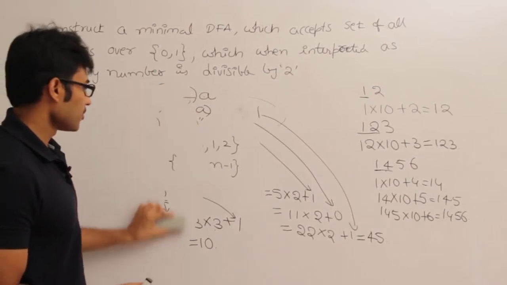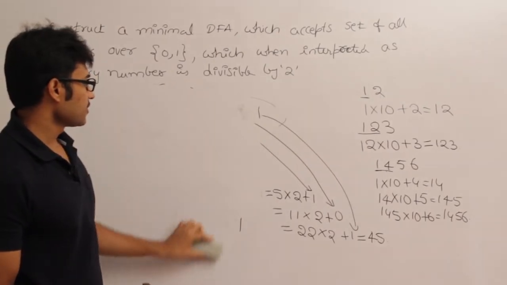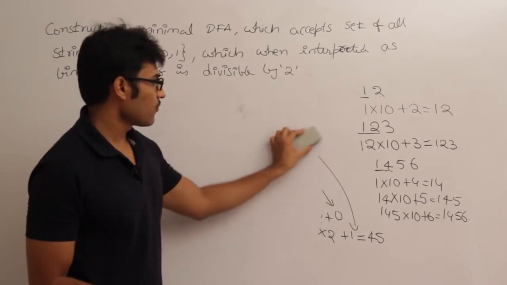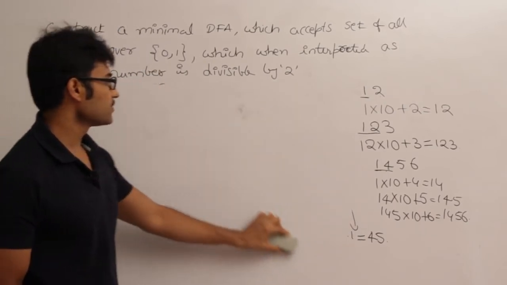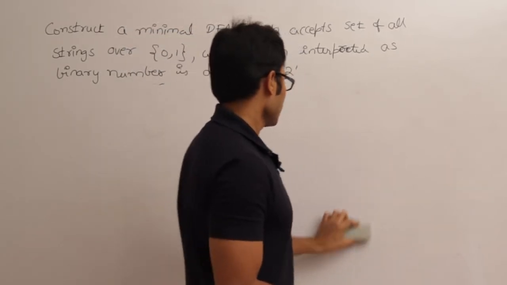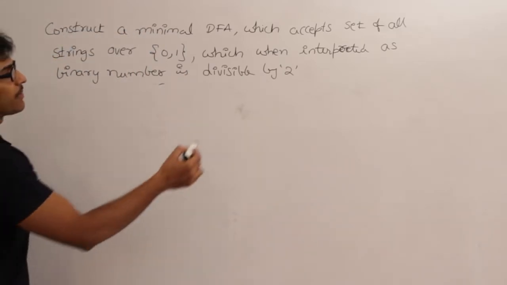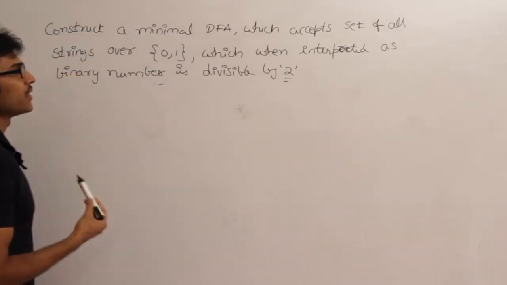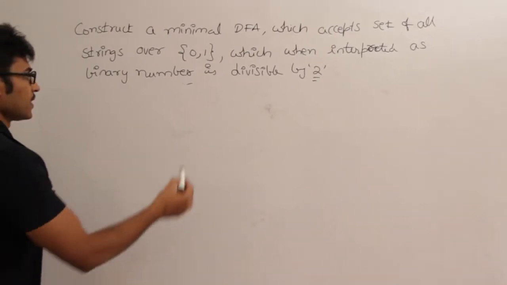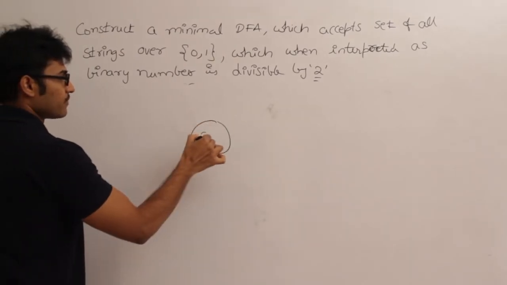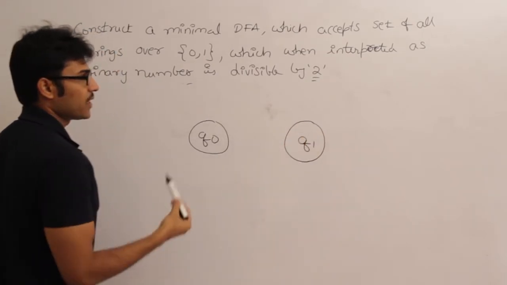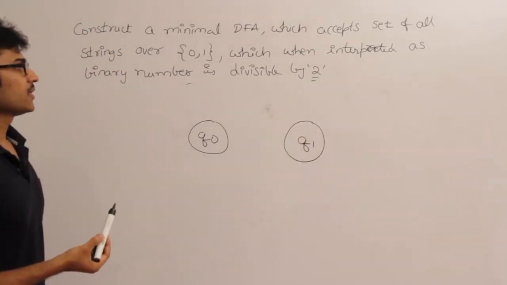Now let us get back to the problem. The number system is binary. Why? The digits used are 0 and 1, and now they wanted to accept all the numbers which are divisible by 2. So first thing is, when I divide any number by 2, how many remainders do I get? One remainder is 0 and the other remainder is 1. So I get 2 remainders if I divide any number by 2.